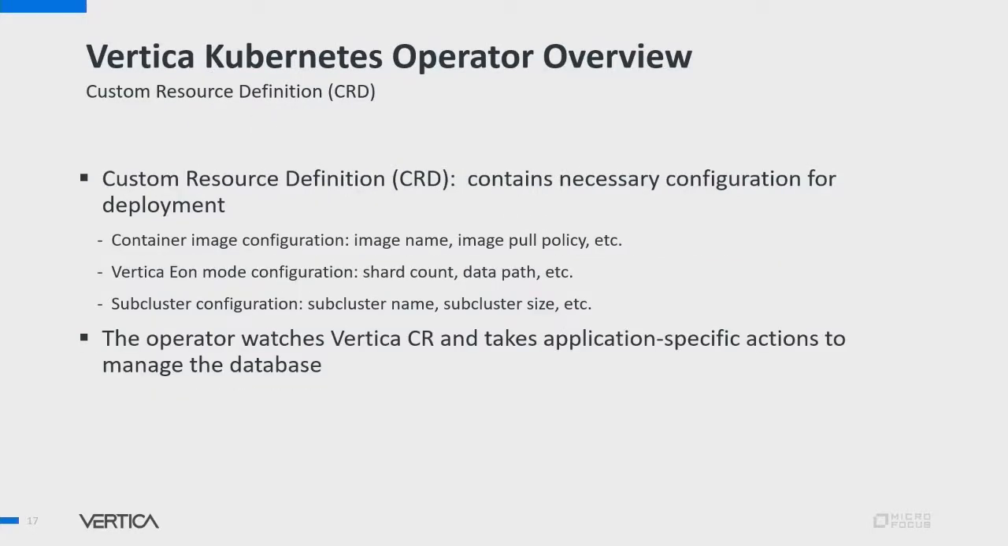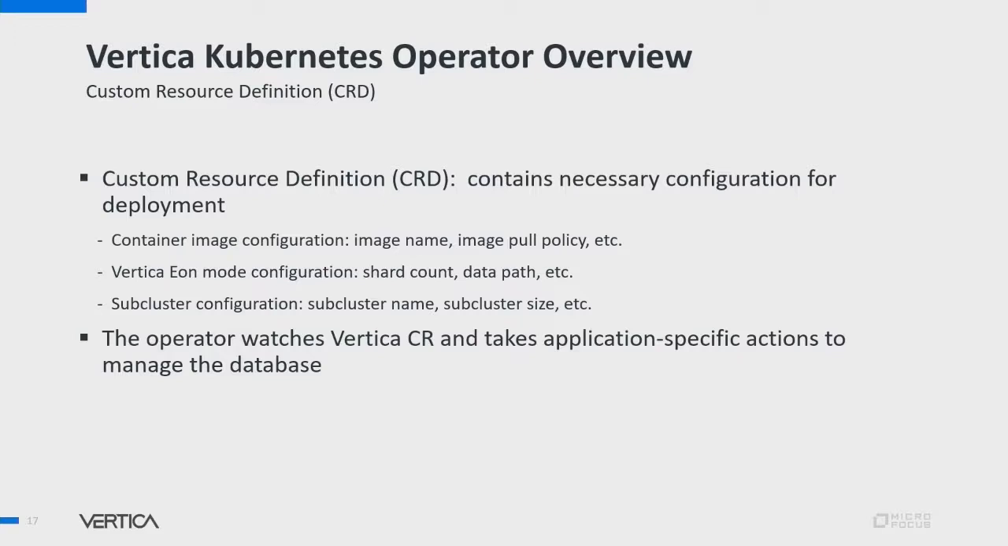Before we get into details of the Vertica operator, I would like to briefly go through the Vertica Custom Resource Definition, that is CRD. Custom resources are extensions of the Kubernetes API that allow adding a custom resource to the Kubernetes cluster. In our case, a Vertica database can be viewed as a custom resource. That means the Vertica CRD contains the necessary configuration for deploying a Vertica database, including container image configurations such as the image name and the image pull policy, Vertica EON configurations such as the shard count and data path, and also subcluster configurations like subcluster name and subcluster size.